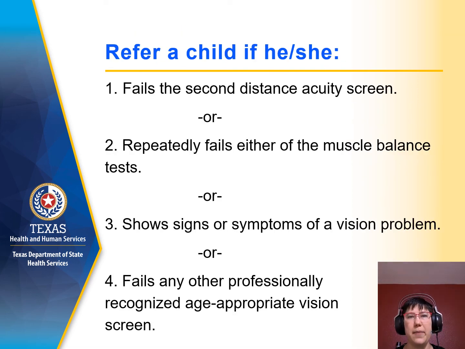When do you refer? If they fail a second distance acuity screen, if they repeatedly fail either of the muscle balance tests, if they show any signs or symptoms, or if they fail any other professionally recognized or appropriate screening process.